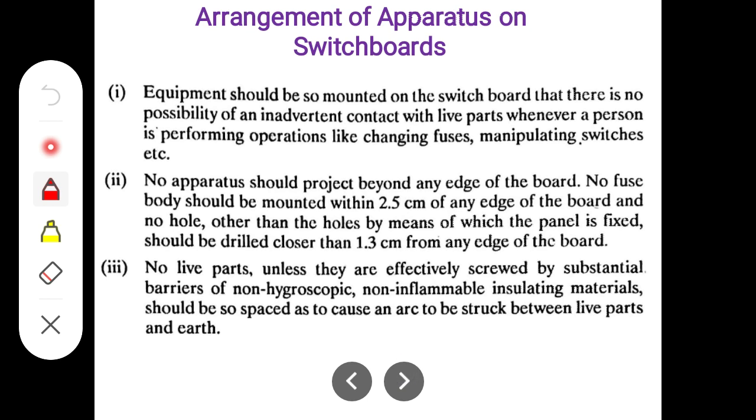Arrangement of the switchboards: they should be placed 1.5 meters above the ground level. No fuse board should be fixed within 2.5 meters of any edge of the board. Holes for panel fixing should be drilled at least 1.3 meters from any edge of the board. No live parts should be exposed unless effectively screened by suitable non-hygroscopic, non-inflammable barriers.